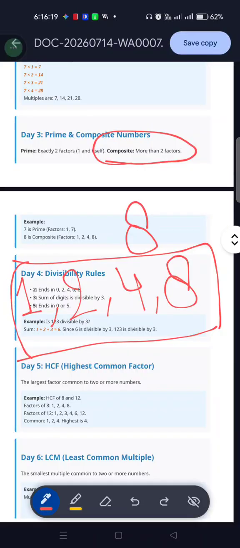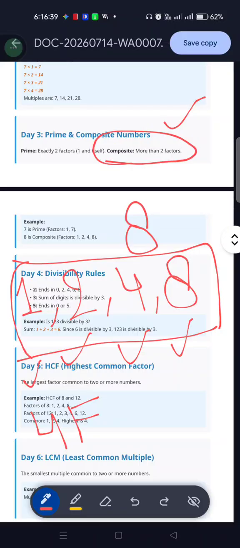Its short definition is that it has more than two factors. Okay, more than two factors. Here the factors of 8 are 1, 2, 4 and 8. You can see here there are four factors of 8, so it is a composite number.